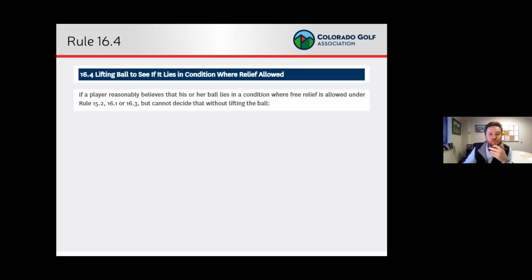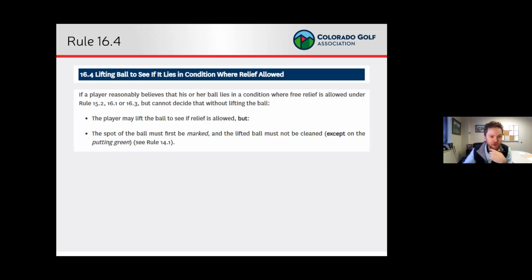You're allowed to do it if it's reasonable to pick your ball up, if you reasonably believe that your ball is in a condition where free relief is allowed under these rules. The player may lift the ball to see if relief is allowed, but the spot of the ball must first be marked, and the lifted ball must not be cleaned at all, except when you're on the putting green. So again, you mark it, pick it up, pinch it maybe, look in there, set it off to the side, put it back.